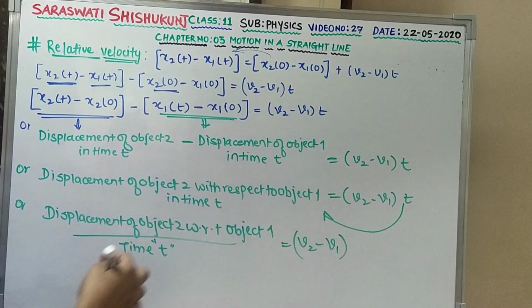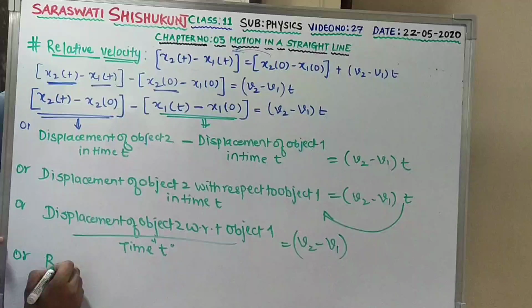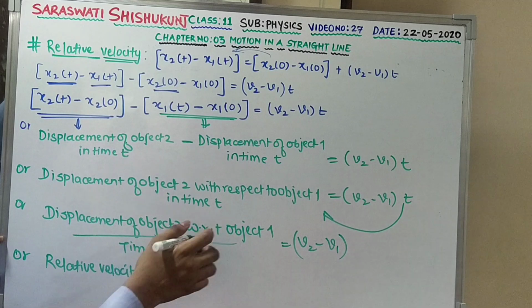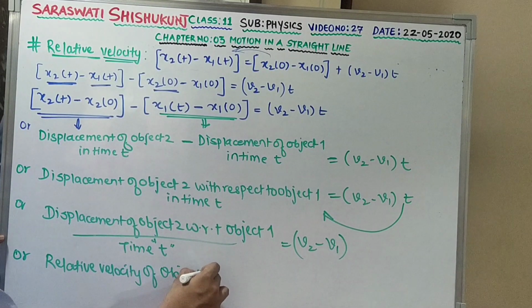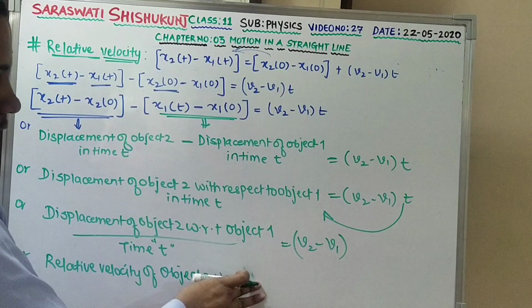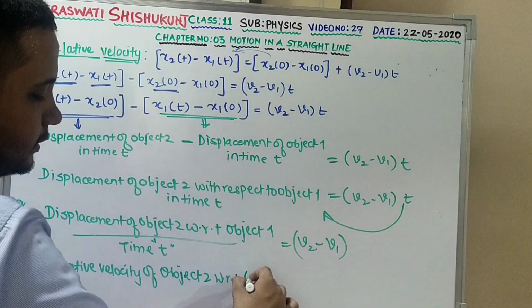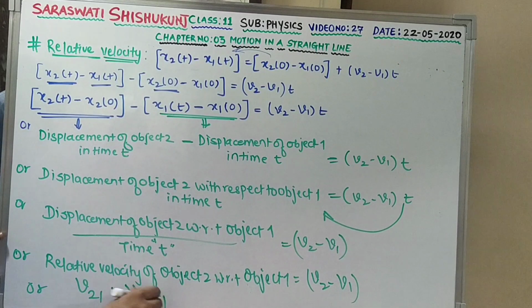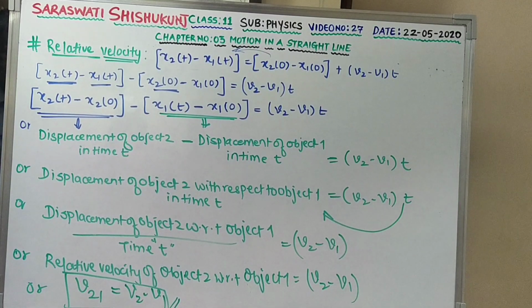So this time t has come down. Now displacement upon time is nothing but velocity. So I can write that this is nothing but the relative velocity of object 2 with respect to object 1, that I got as v2 minus v1. I can represent this as v21, the relative velocity of object 2 with respect to object 1, equal to v2 minus v1. This is my required equation for relative velocity. Is this clear?